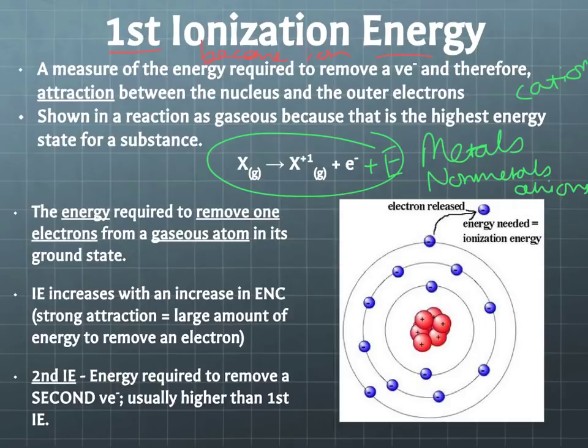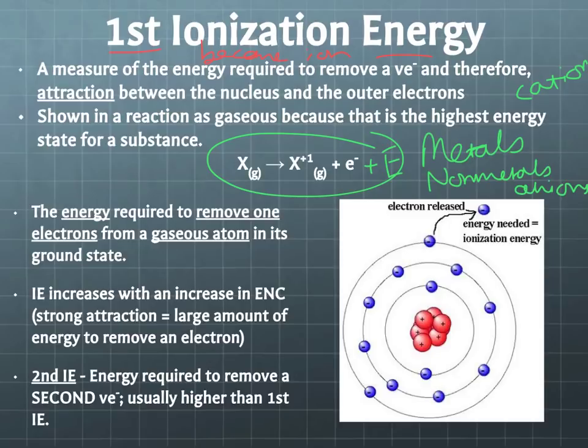Ionization energy is going to increase as effective nuclear charge increases. So as I move right across a period, I'm going to increase my ionization energy. Now think about that. Piece it together because you have all the stuff to piece it together. We know that as I move right across the periodic table, the number of valence electrons goes up.